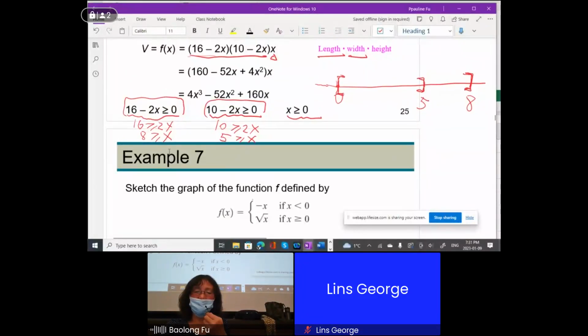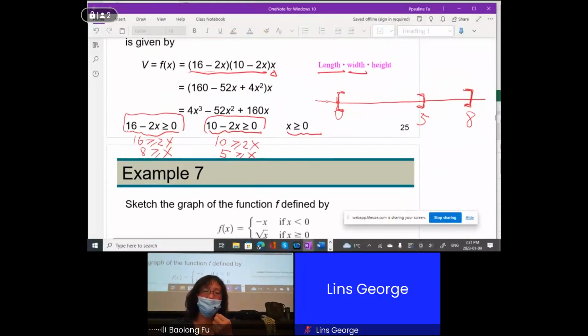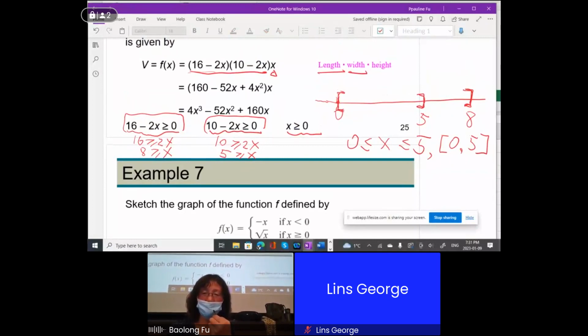So what would be the final answer? Based on this picture, what is the domain? What values can x take? Anyone want to try? Yes, x is from 0 to 5. You can write it in this format, or in this format. The final answer: x between 0 and 5.